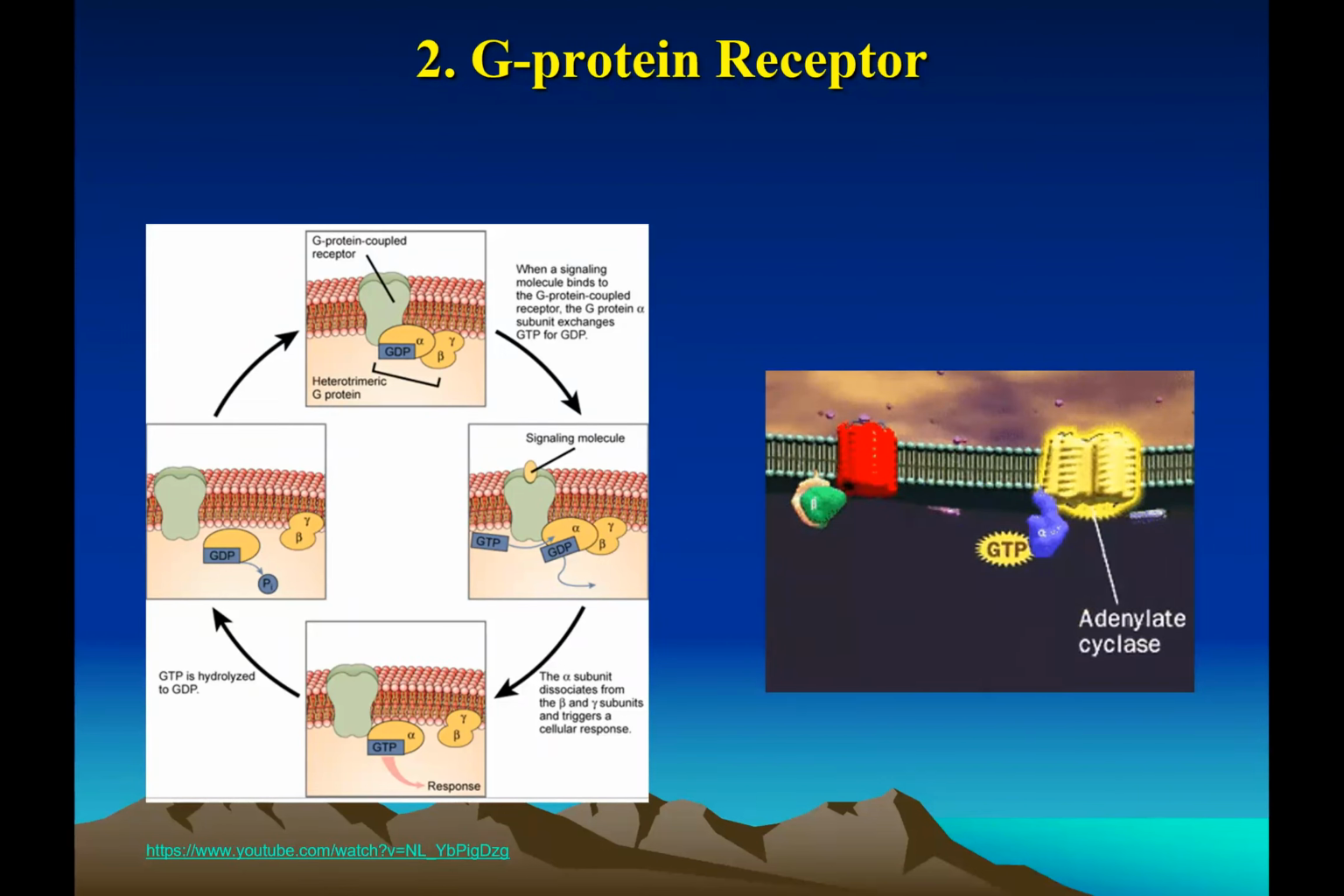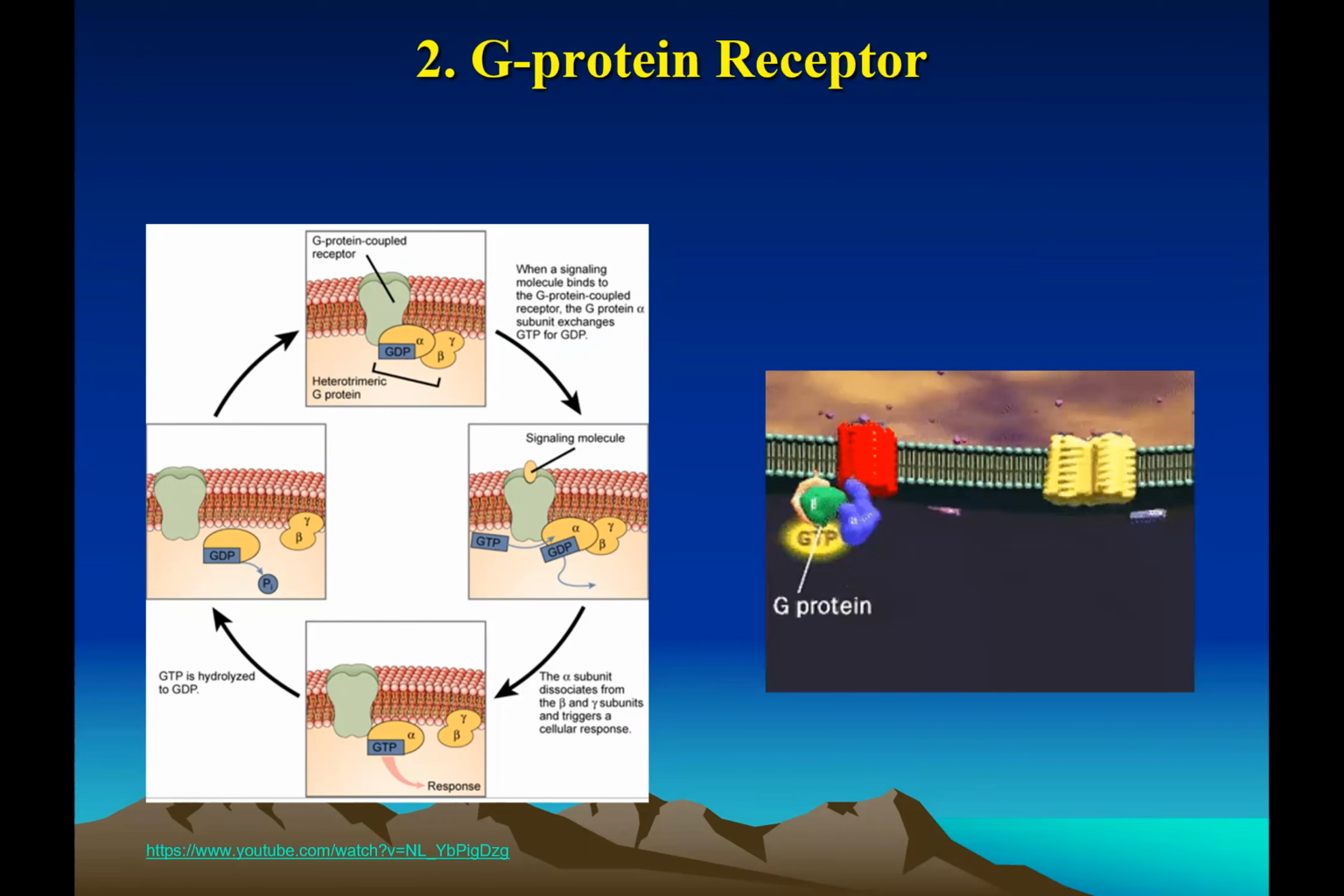I think it'll go through the membrane like 7 times. It will have an external part and then a part that is facing the inside of the cell, and it will have 3 subunits. They are called alpha, beta, and gamma subunits. And when the signaling molecule binds to the G protein, it is called a G protein coupled receptor.